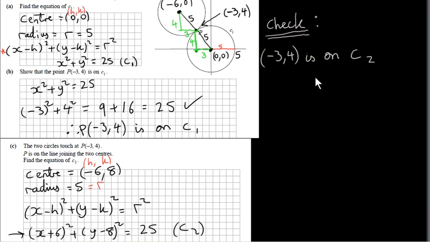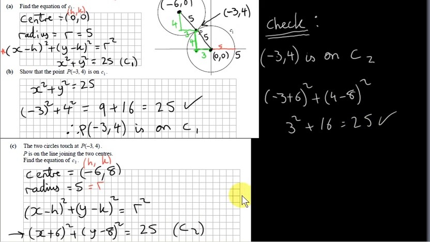As an aside, I'll just do a check. You don't have to do this, of course. I'll just check that the point (minus 3, 4) is on the circle C2. If (minus 3, 4) is on this circle, it should satisfy the equation of this circle. So if we plug minus 3 in for x and plus 4 in for y and work out the left hand side, we should get 25. On the left hand side we have (minus 3 plus 6) squared plus (4 minus 8) squared. Minus 3 plus 6 is 3. 4 minus 8 is minus 4. Minus 4 squared is plus 16. So we have 9 plus 16, which is 25. We do get the right hand side. Anyway, that's just an aside. You don't have to do that. Any point on the circle C2 should satisfy the equation of the circle.